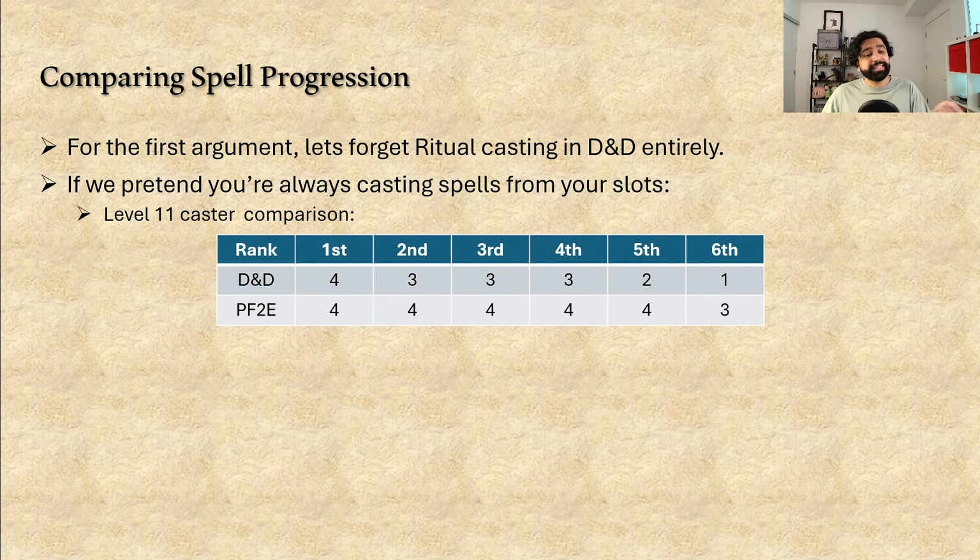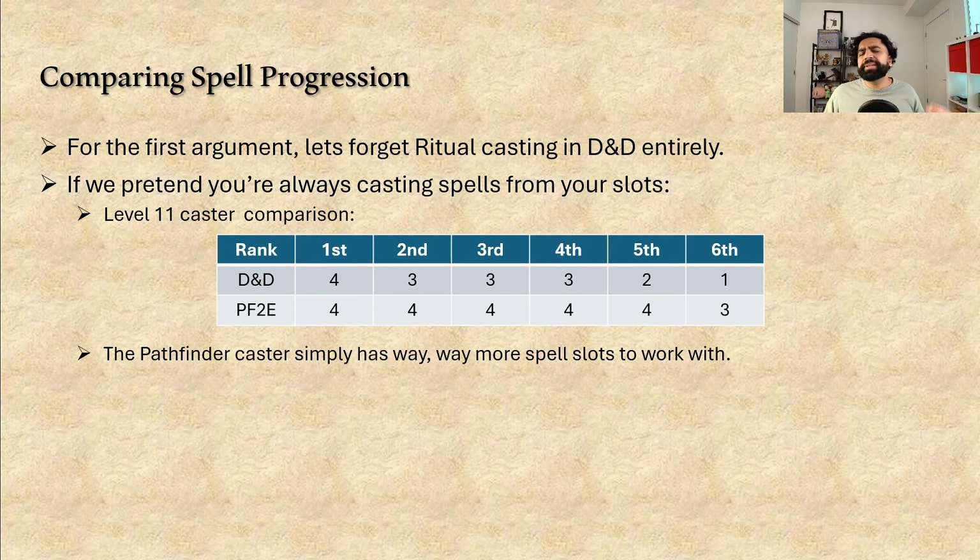These are what the spellcasting tables for the two games look like for a full caster. In D&D 5e, you will have 4 first rank slots, 3 each of 2nd, 3rd, and 4th rank slots, 2 5th rank slots, and 1 singular 6th rank slot. In Pathfinder, you're going to have 4 of every single rank other than 6th, of which you'll have 3 slots available. And next level, you will even have 4 of those slots. The end result is that the Pathfinder spellcaster simply has way more spell slots to work with. And this just means that Pathfinder casters are going to have a lot more room for utility spells if you're casting them from your slots.